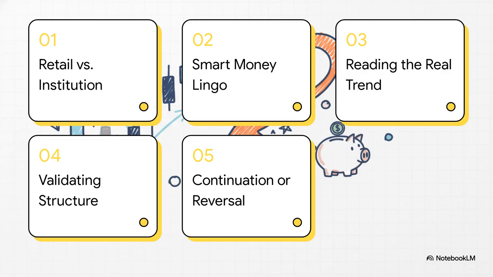So how are we going to unpack all this? Well, here's the game plan. We've already touched on this idea of retail versus the big institutions. Next, we're going to learn the lingo of this strategy. After that, we'll dive into how to spot the real trend, what makes a market move valid, and then finally, we'll put it all together to figure out how to spot when a trend is going to keep going or when it's about to reverse.